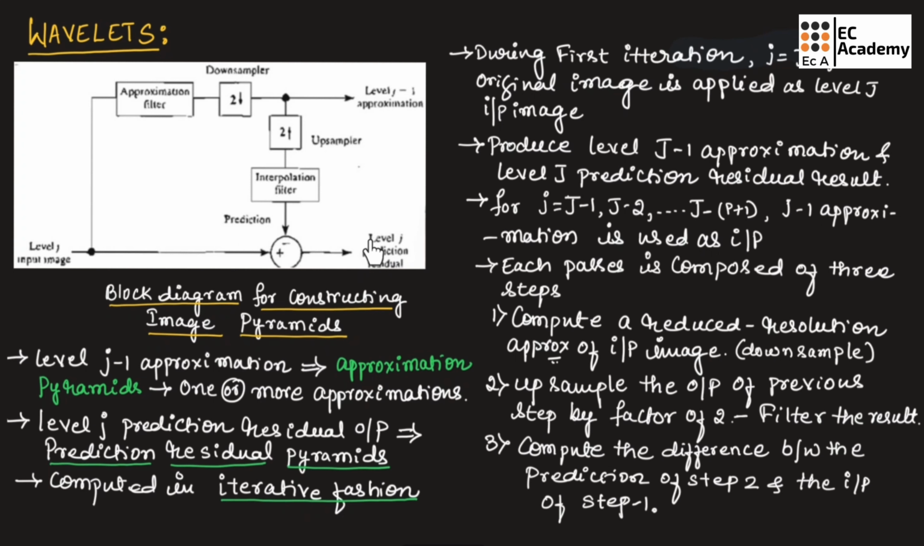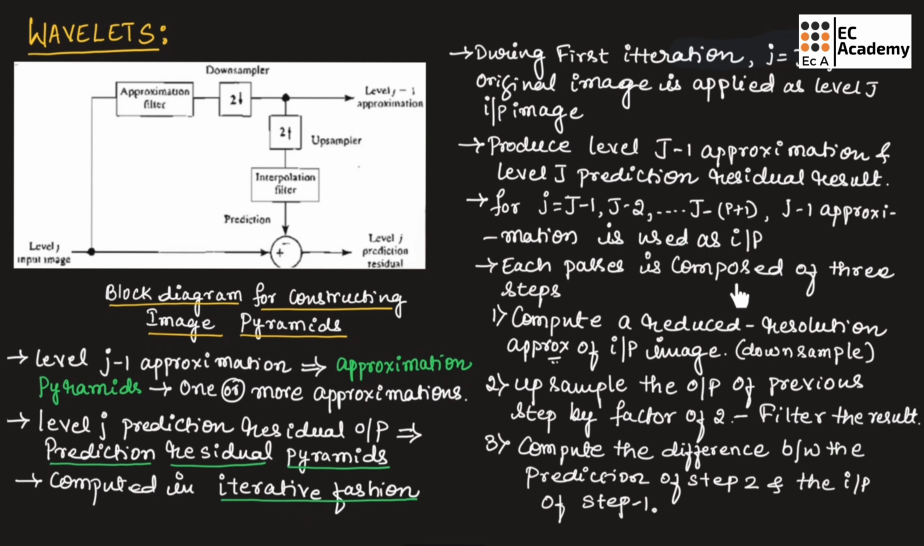The approximation and prediction residual pyramids are computed by iterative functions as shown in this figure. A P plus 1 level pyramid is built by executing the operation in the block diagram P times. During the first iteration, the original image is applied as the level j input image. This will produce the level j-1 approximation and level j prediction. For the next iteration, the previous level j-1 approximation output is used as an input to produce the next approximation.